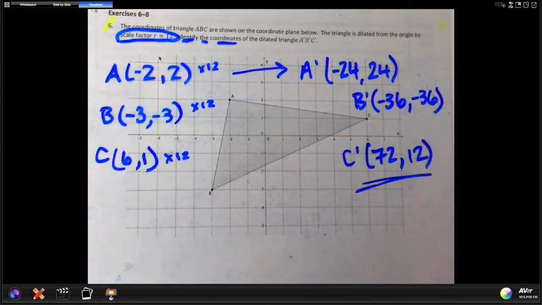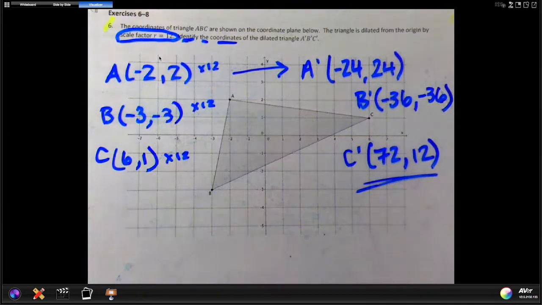The last question that we are going to go over in the lesson today is on page 28. So if we turn the page.